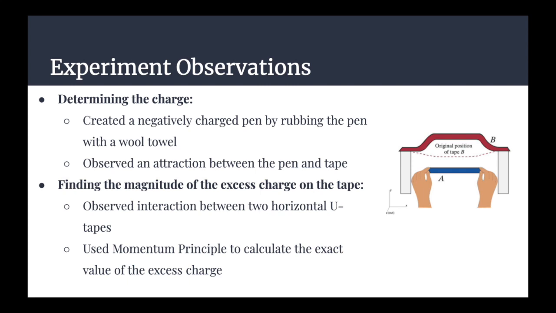In the final experiment, I placed a charged U-tape, labeled B in the figure, horizontally. Then I took another charged U-tape, tape A, and placed it near tape B. I found that tape B moved upwards and away from tape A, which indicates that they both have positive charges, and like charges repel from one another. By calculating the distance between tape A and tape B and using the momentum principle, I was able to solve for the magnitude of the excess charge on tape A.